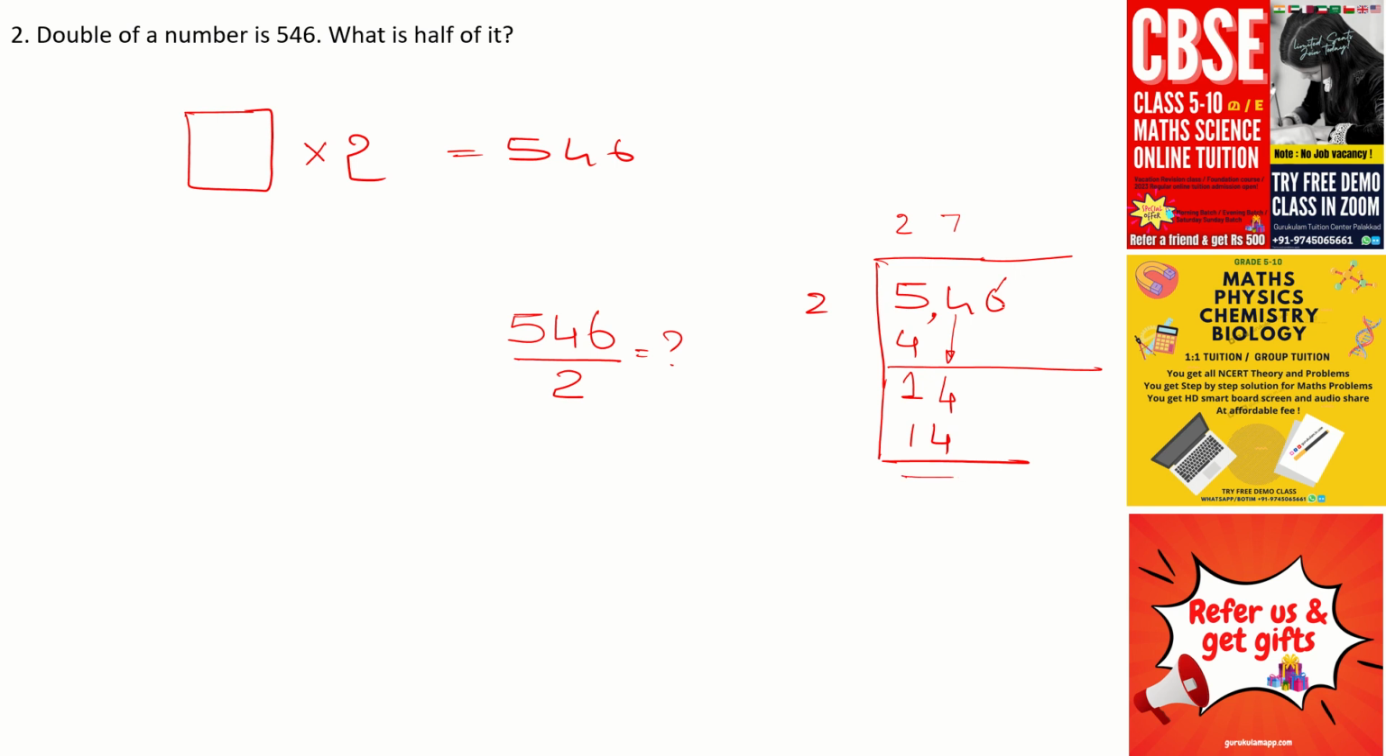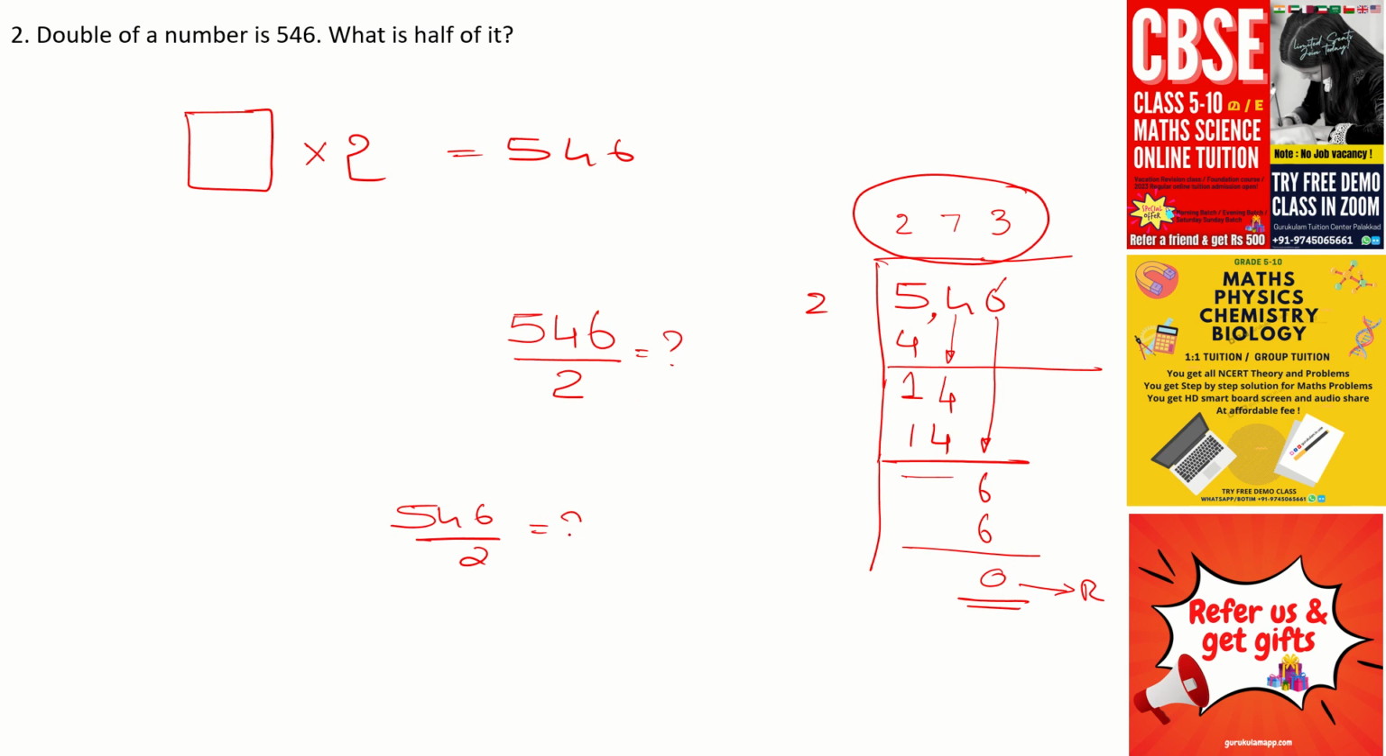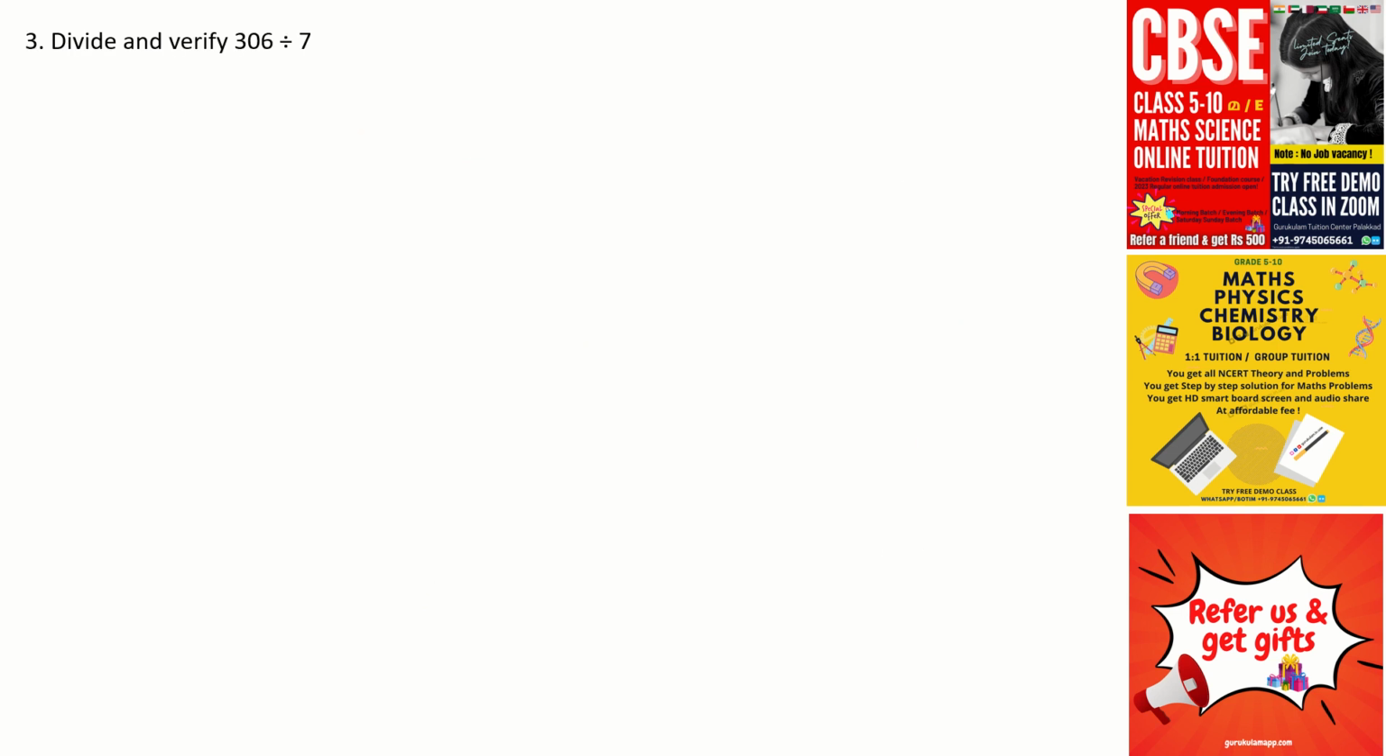Fine. Now I need to write and bring this 6 to here, and we know 2 into 3 is how much? 6, and 6 minus 6, now it is 0. Final remainder we got 0, and this is our quotient, and quotient is our answer. So we can say 546 divided by 2 is 273, or we can say half of 546 is 273. Moving to the next one, divide and verify 306 divided by 7.